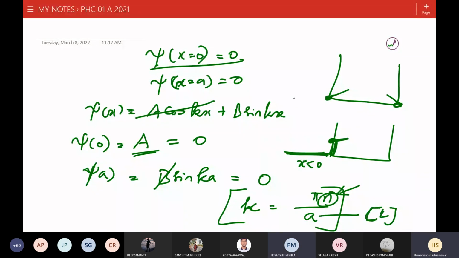Okay, sir. So then if we take a equal to pi n by k, we are getting an exact value of length, like an exact value of position. So isn't that a contradiction of quantum theory, that we can't predict the exact position and velocity in quantum theory? But here we are giving the exact value of pi n by k that gives us a specific value of x.